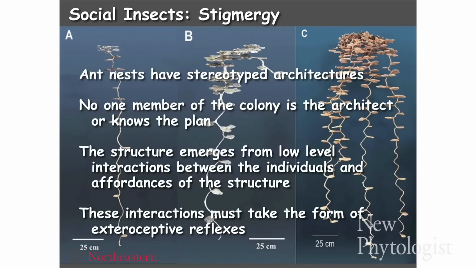Now this is the nest of a fire ant, and this is a pretty young nest, and this is an older nest, but notice they have a very stereotyped architecture, where there's a helical central gallery, and then there are these side chambers that have pretty much the same dimensionality and spacing. And the thing that's interesting about this is that there's no architect and there's no plan. This results solely from low-level interactions between the individuals, and these interactions have to take the form of exteroceptive reflexes, which is the basis of the architecture of all of our robots.